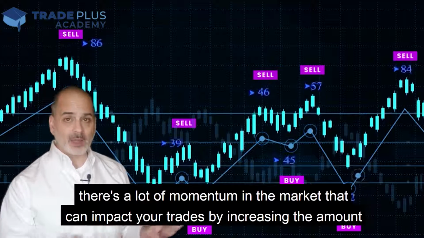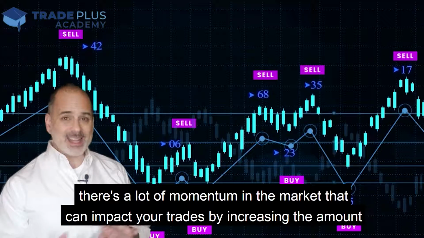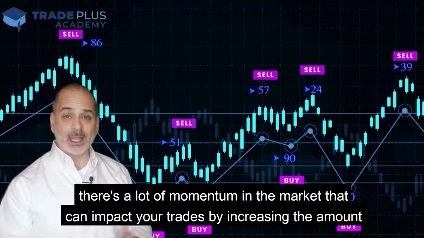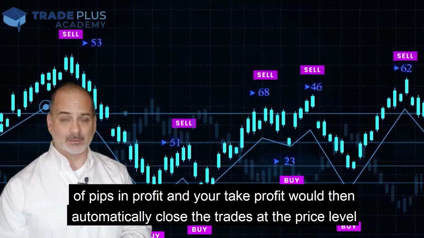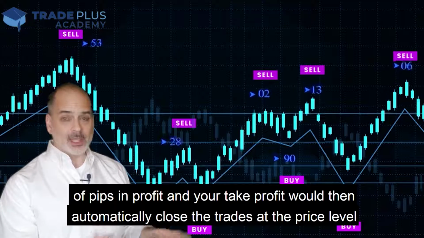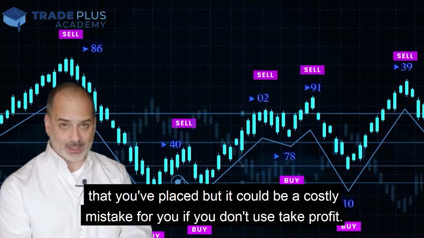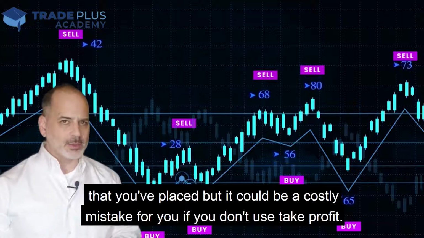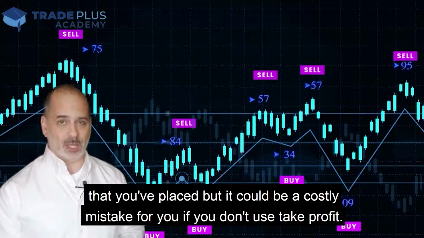Now, if there's a lot of momentum in the market, that can impact your trades by increasing the amount of pips and profit. And your take profit would then automatically close the trades at the price level that you've placed. But it could be a costly mistake for you if you don't use take profit.